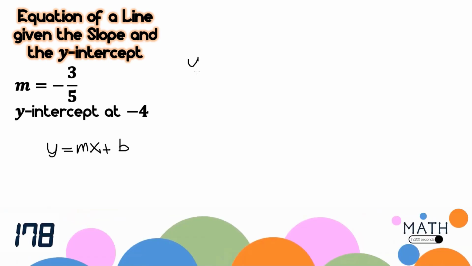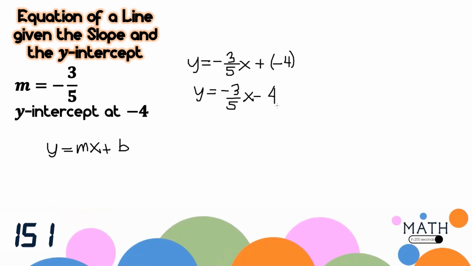You see, we have here y is equal to, our slope is negative 3/5, x, and then plus negative 4. So we could also rewrite this as y is equal to negative 3/5 x minus 4. This is already a sample equation of this line having the slope of negative 3/5, and it passes through a y-intercept of negative 4 in slope-intercept form.